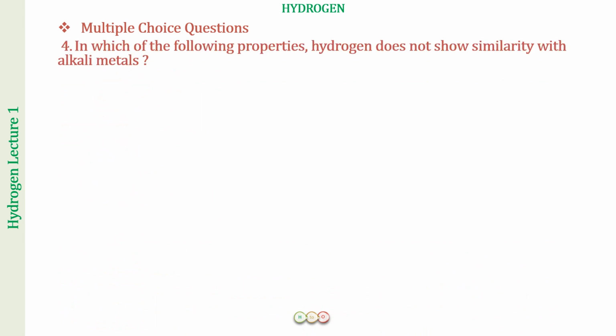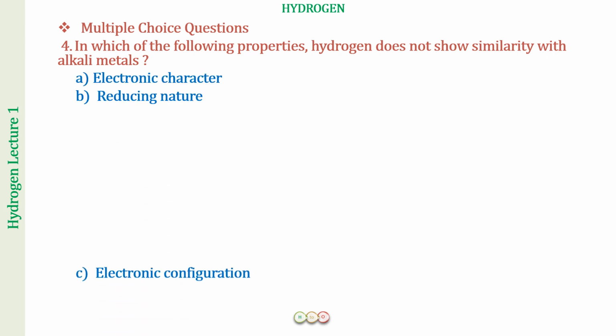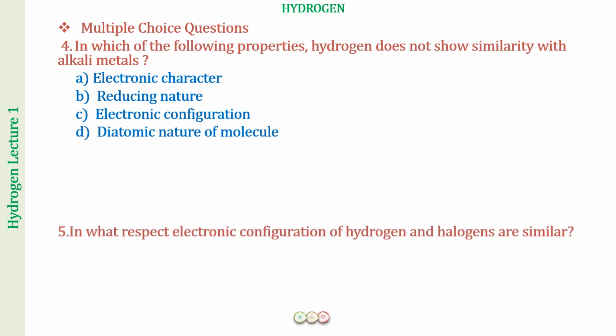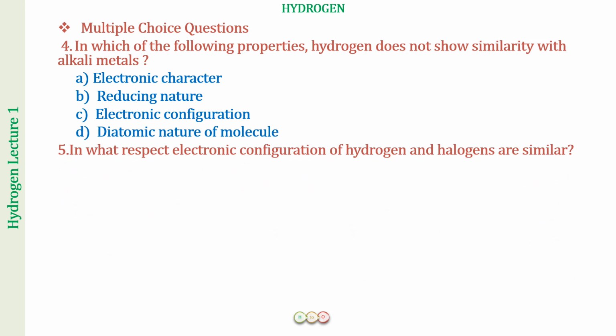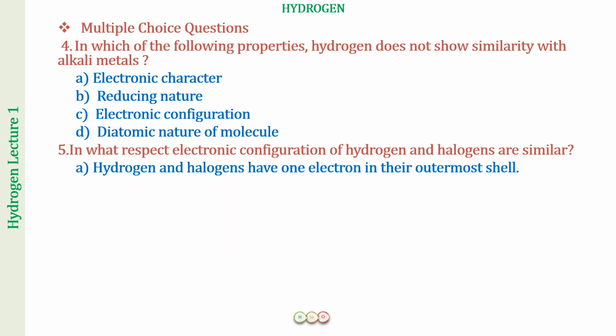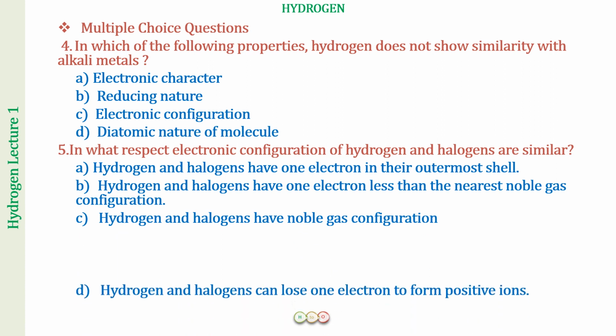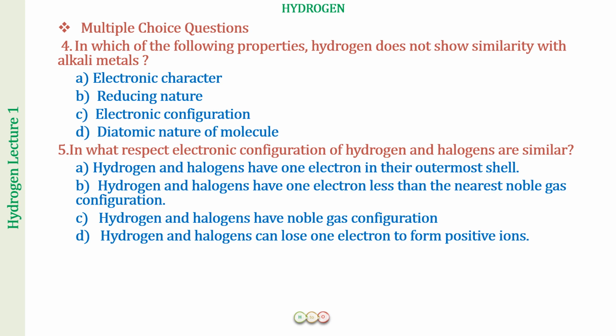The fourth question is, in which of the following properties does hydrogen not show similarity with alkali metals? First, electronic character, reducing nature, electronic configuration, diatomic nature of the molecule. The fifth question is, in what respect is the electronic configuration of hydrogen and halogens similar? The first choice is hydrogen and halogens have one electron in the outermost shell. Hydrogen and halogens have one electron less than the nearest noble gas configuration. Hydrogen and halogens have noble gas configuration. And the last choice is hydrogen and halogens can lose one electron to form positive ions.